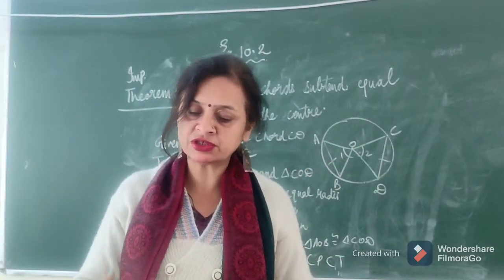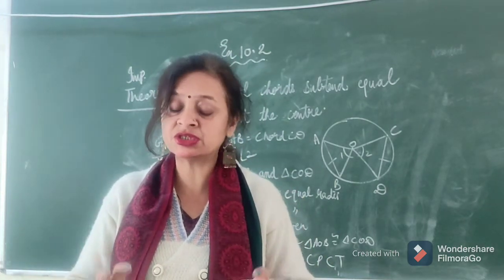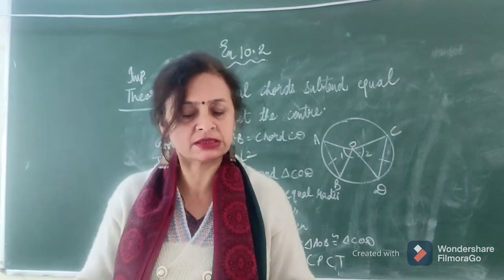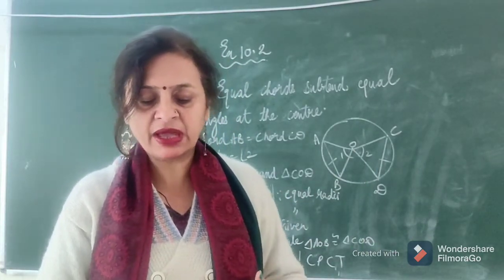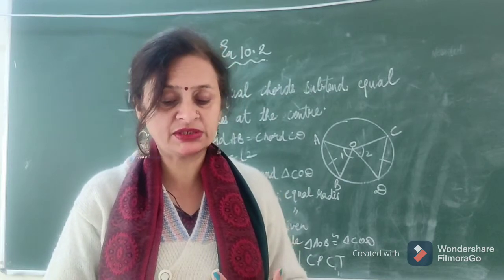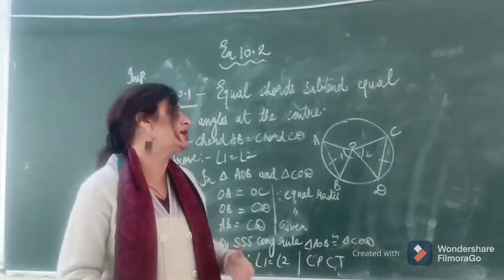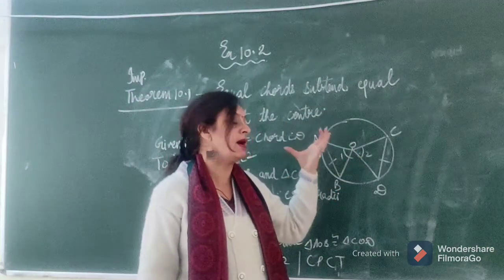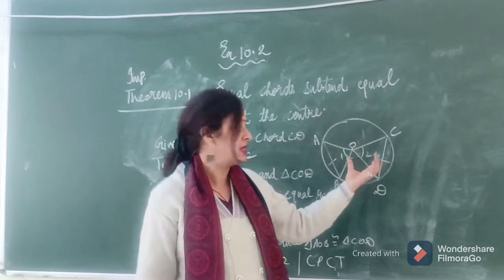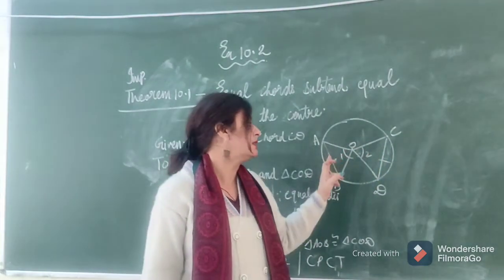The converse of this theorem is Theorem 10.2, but since the black dot is not given to you, its proof cannot be asked. But I will still explain it to you. If the angles subtended by the chords of a circle at the center are equal, then the chords are equal. Now it is the reverse that is given to you. Angle 1 is equal to angle 2 is given. They are subtended by the chords AB and CD. These two angles are equal, so you have to prove that if the central angles are equal, then the chords are also equal.